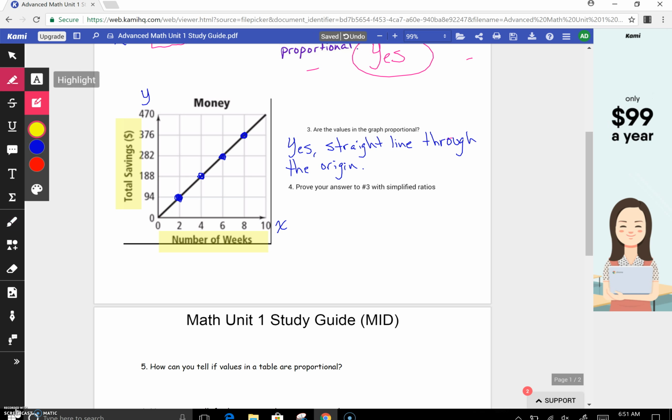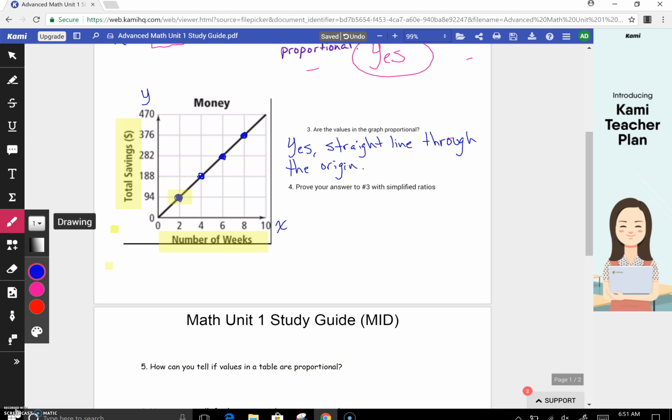So if I pick a point like this one right here, that has a Y value of 94 and an X value of 2. So it's 94 over 2. What that really means is $94 in 2 weeks. If we simplify that down to a unit rate, we're going to divide by 2. And you're going to get $47 per week.